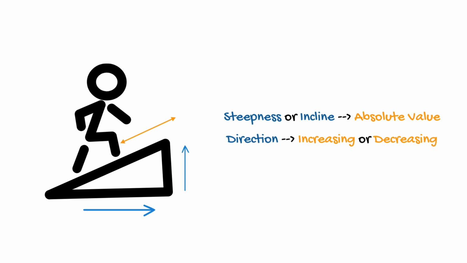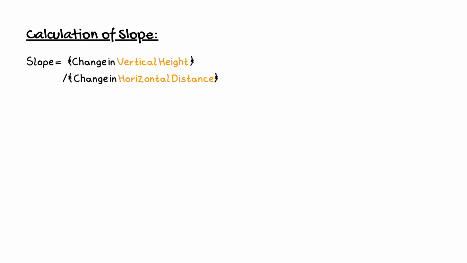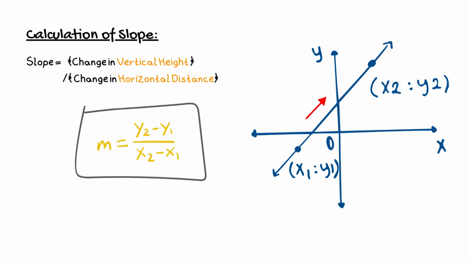Having a slope tells us that the distance is covered both horizontally, also called the x-axis, and vertically, also called the y-axis. Slope is the change in vertical distance over the change in horizontal distance. If we are moving from point x1, y1 to point x2, y2, then the slope is given by the formula y2 minus y1 over x2 minus x1. For example, if we move from point (-1, -2) to (1, 2), then the slope is 2.